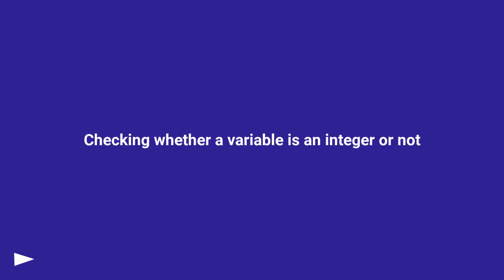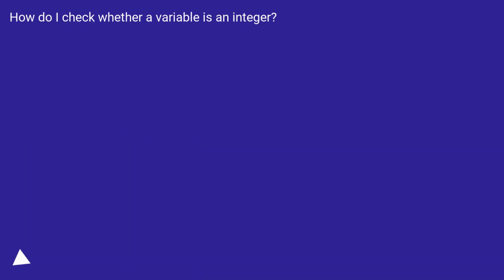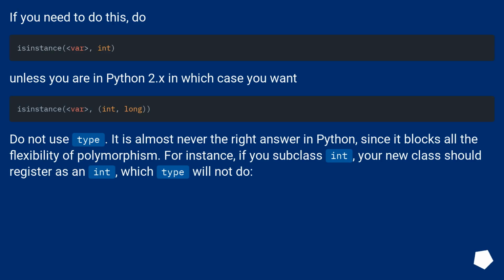Checking whether a variable is an integer or not. How do I check whether a variable is an integer? If you need to do this, do it this way, unless you are in Python 2.x, in which case you won't.